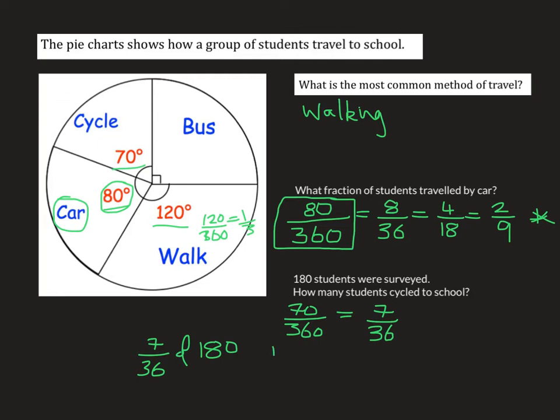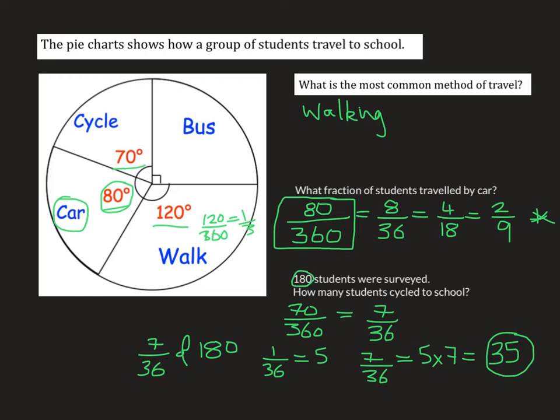So we work out what 1/36 is, and to do that we divide by 36. So we'll do 180 divided by 36, which is 5. So if I want 7/36, it's 5 times 7, which is 35 students. And that is my answer. So if I need to find how many are in a particular section, I work out what fraction of the circle that is, and then I find that fraction of the original amount, in this case 180.